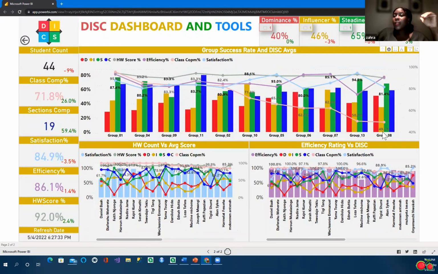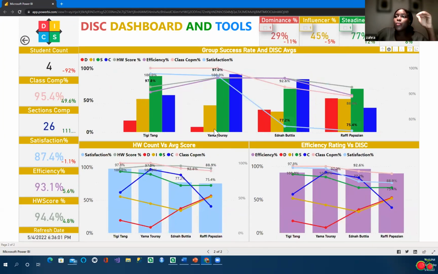here we can see that this class had 8 groups, with a maximum of 4 people in each group. It's also sorted in the same way. If I click on group 1, we can see the people that are in group 1. 2 of the people in group 1 have actually completed the class. They have a 100% completion rate, and the other 2 are working towards completing the class. Here are their homework scores, the lines represent their DISC scores, and over here is their efficiency rating.